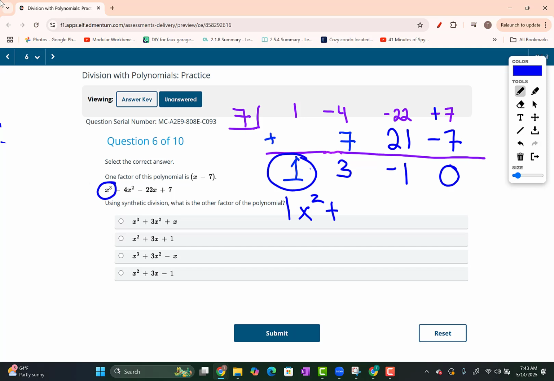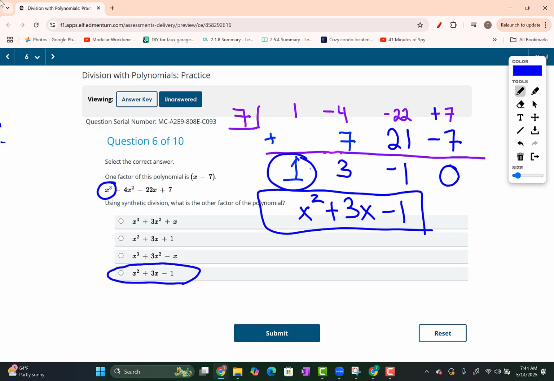The positive 3 is going to be a coefficient for just x. Again, notice we've dropped down a degree from x squared to just x to the first. And then the -1 is just our constant. So this should be our answer. We don't really need the 1 in front of the x squared. X squared plus 3x minus 1 should be the correct answer. And there it is right there.